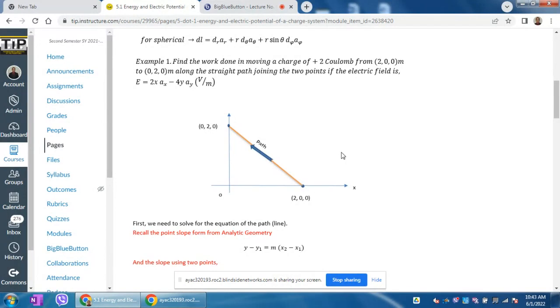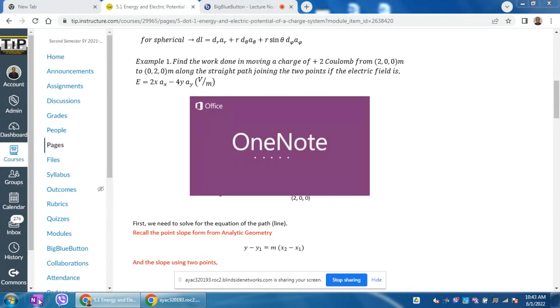Now, mas maganda kung gagamit tayo ng whiteboard para mas magkaintindihan tayo kung ano ba yung mga kailangan natin. Ano ba yung mga kailangan natin dito? Okay. So, punta po ako sa OneNote ko for a while. Medyo matagal mag-load yung laptop.